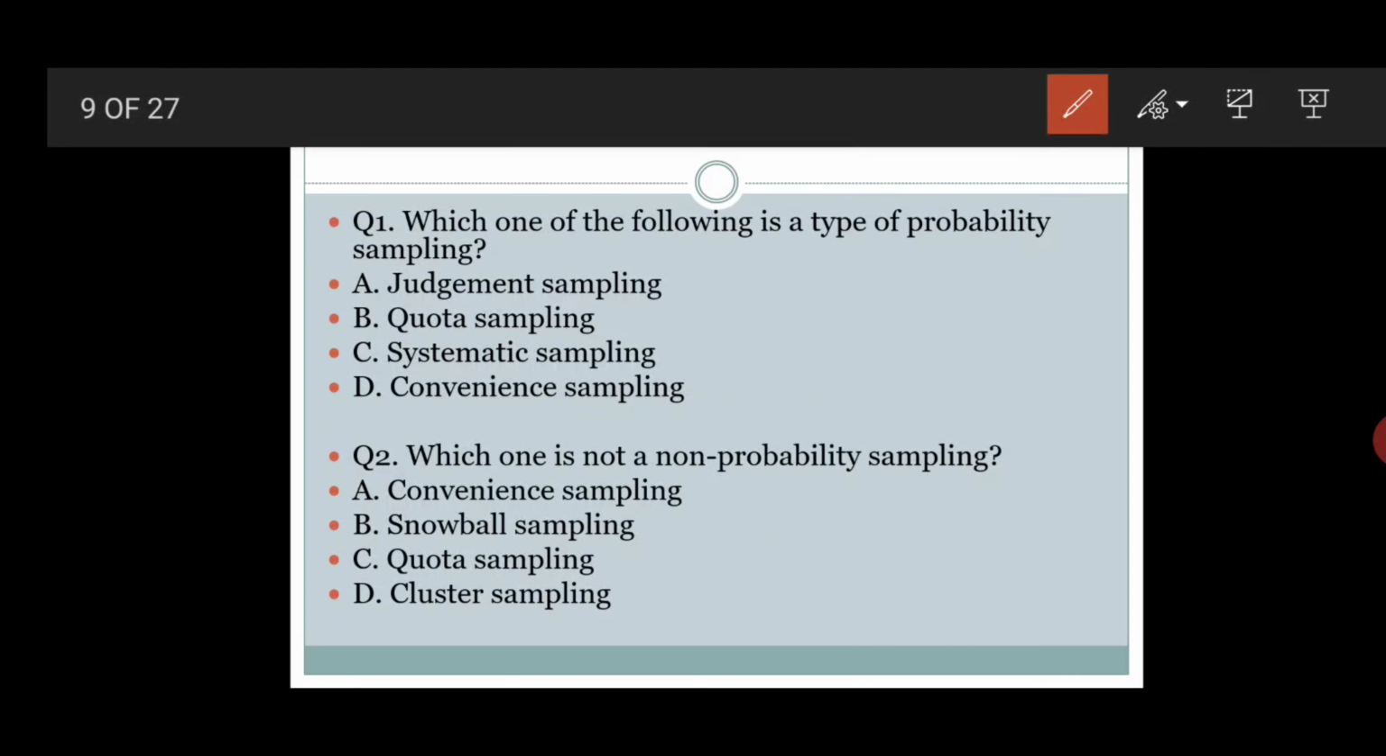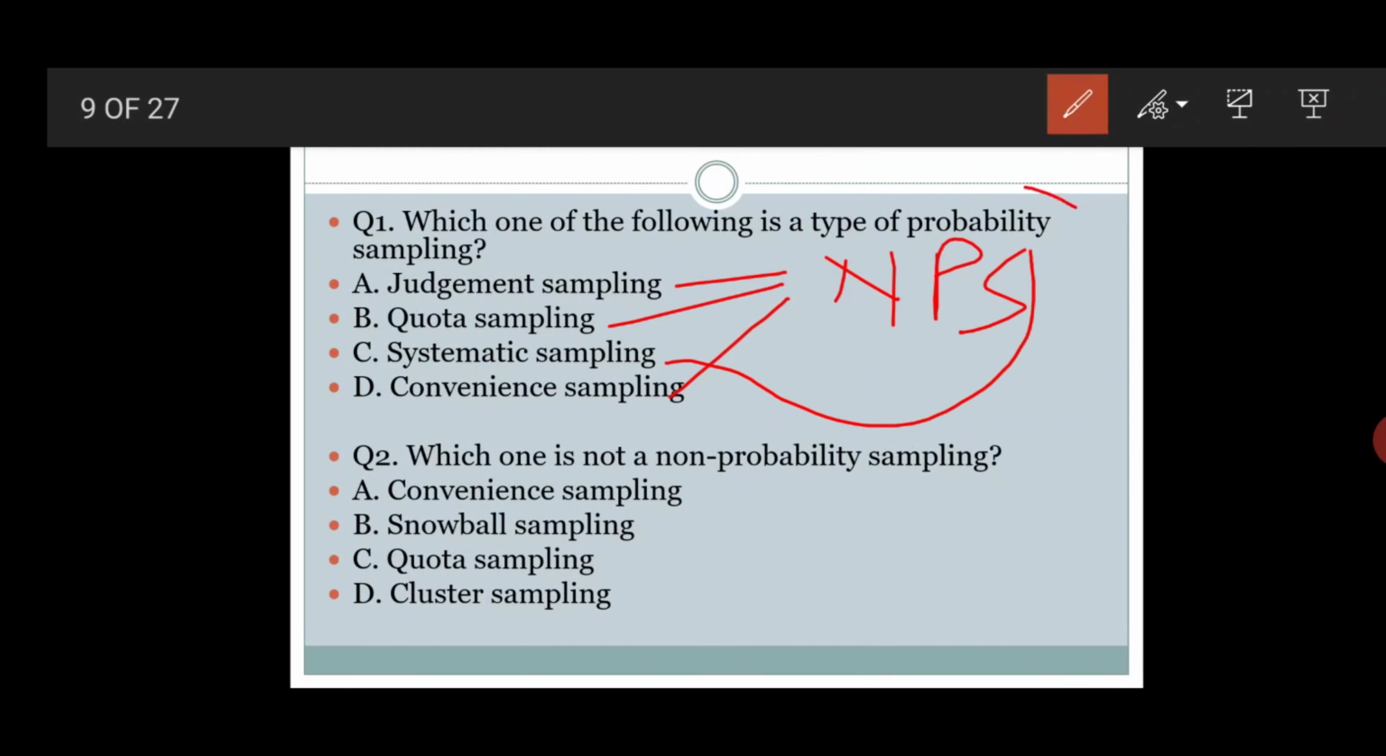Judgment sampling, quota sampling, convenience sampling, they all are non-probability sampling. However, systematic sampling is the only probability sampling here. So our answer will be C. Second, which one is not a non-probability sampling? So this is a bit tricky. Which one is not, okay, not a non-probability sampling?